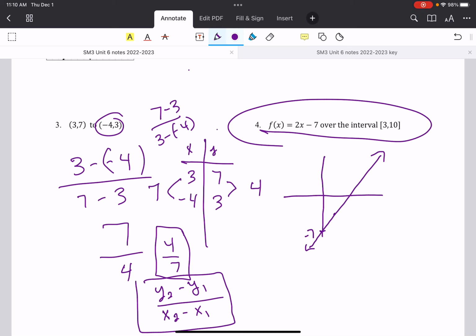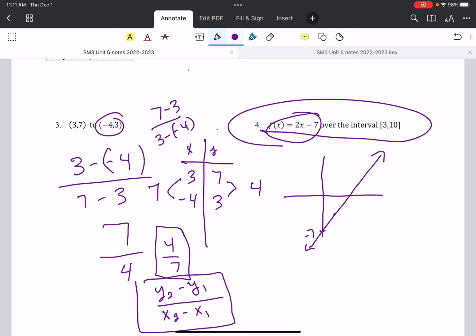Or you could just say it's 2. Why? Y equals mx plus b. Is it going to matter what your x values are? No. When you have a linear equation, no matter where you are on your line, your slope is going to be the same. Okay?